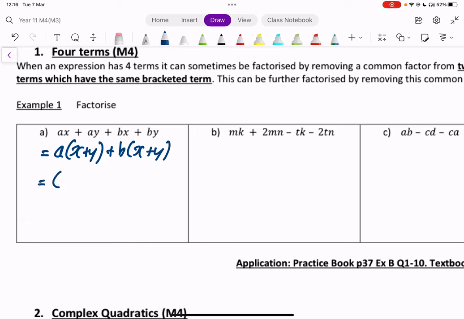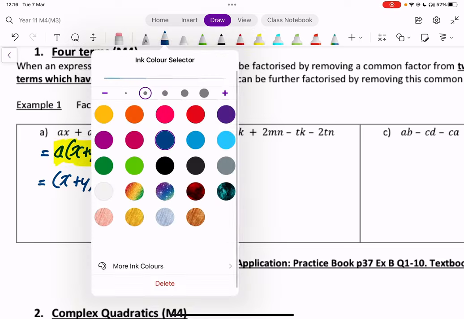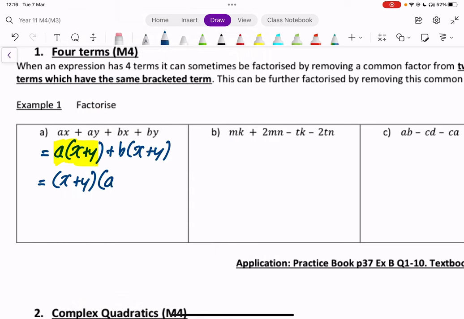So the way to do this is write down your common bracket, and then let's think about what's happening in the line above. x plus y is multiplying a. So in the next line, you could just say x plus y is multiplying a, and also x plus y is multiplying b. So in your next line, you could write down a plus b. So it's exactly the same as the line above, and that is it, done.